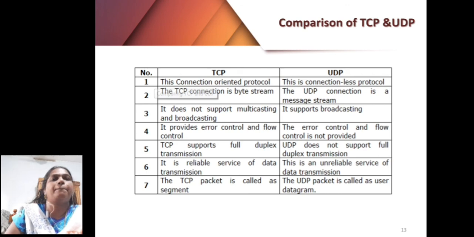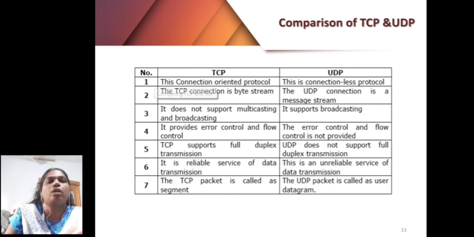Next is the comparison of TCP and UDP. Already in the previous lecture we have studied about TCP, and in this one we have studied UDP. The difference between TCP and UDP is that TCP is a connection oriented protocol, UDP is a connectionless protocol. In TCP the data is transmitted as bytes, here we call the messages a message stream. And TCP does not support multicasting or broadcasting.